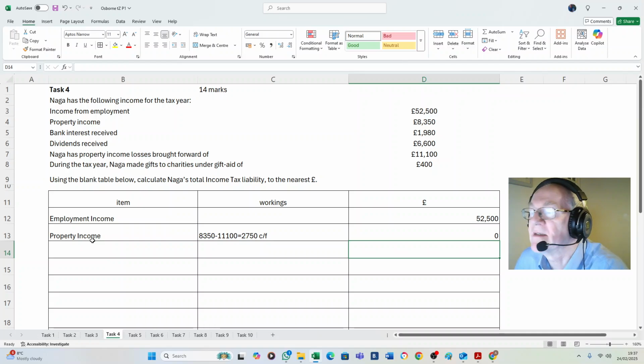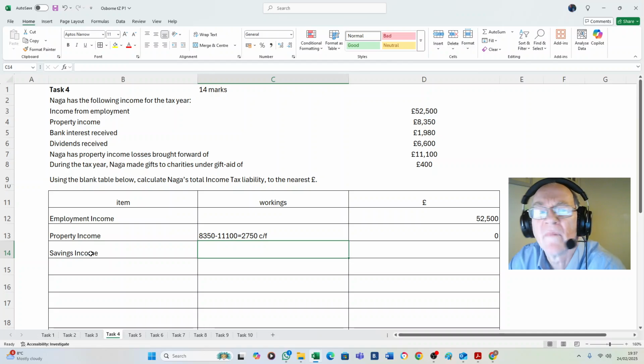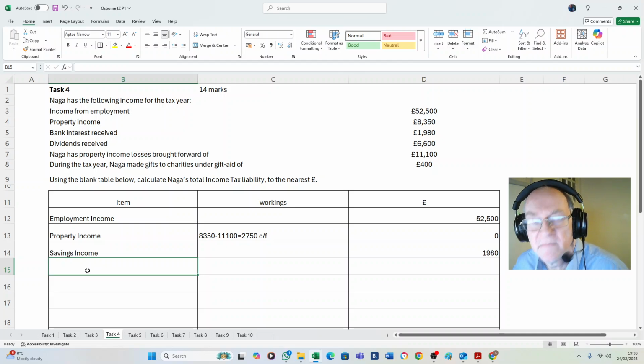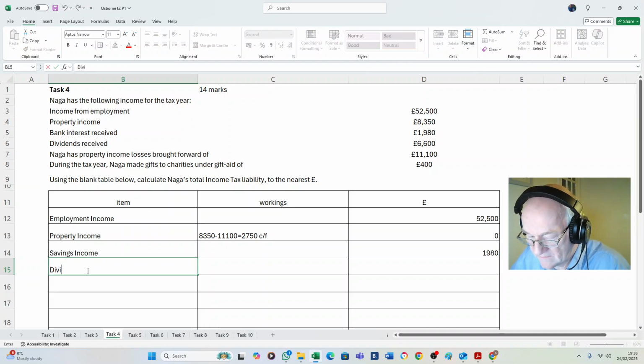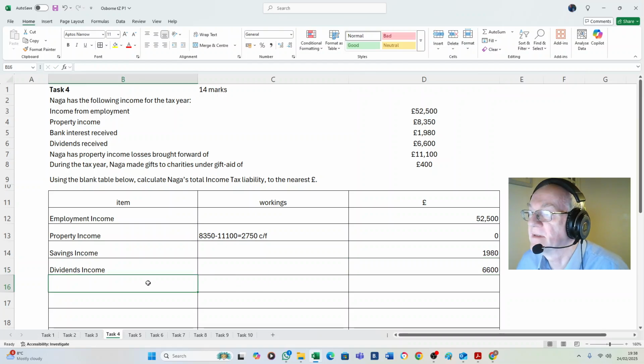So what's next is savings income. We've just got bank interest received, so it's straight off the table, and then dividend or investment income would do. Again, 6,600. So that's okay.